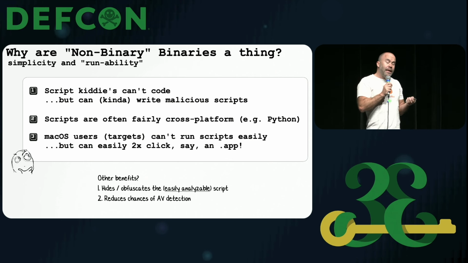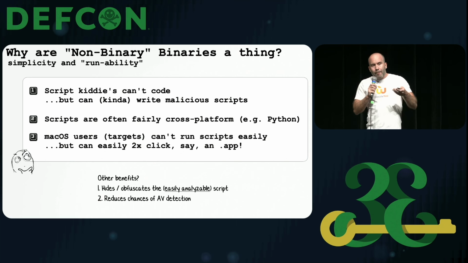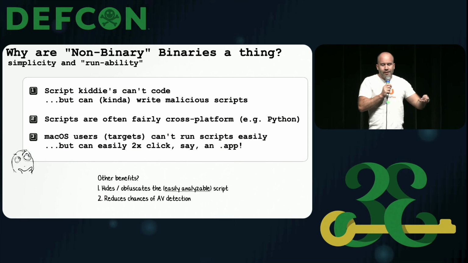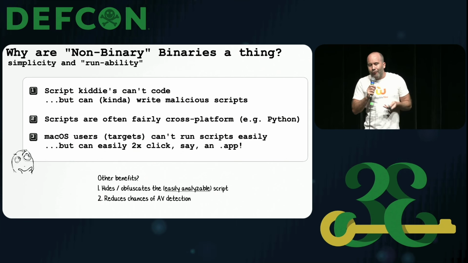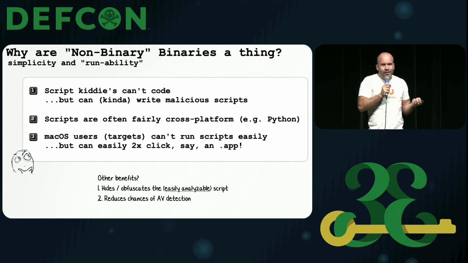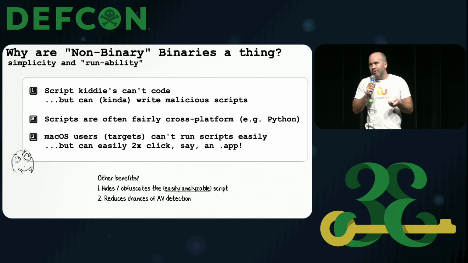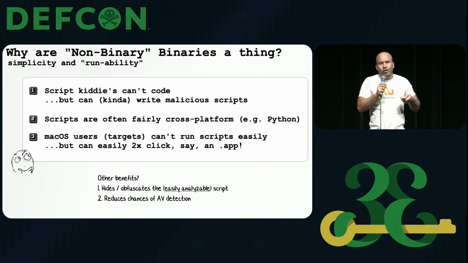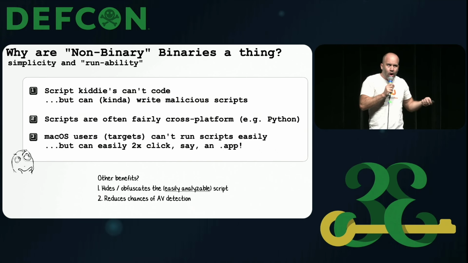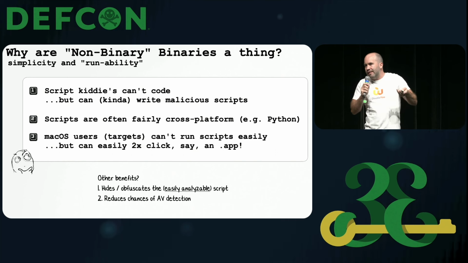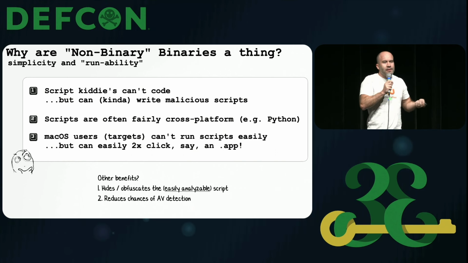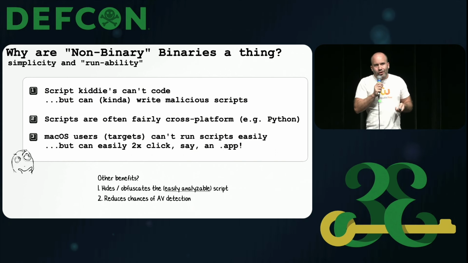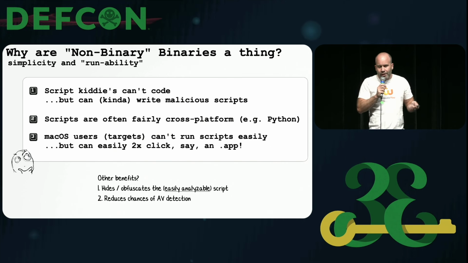And then finally, three, and I think this is the main reason, macOS users, the targets, the victims, don't really know how to run scripts easily. But many of them will, unfortunately, double-click on, for example, an application binary. So it makes sense to distribute your malicious code as something like an app that users can easily interface with, and that the operating system will run, versus saying, hey, user, go to the terminal and run python maliciousfile.py. Right? That's not really ideal.